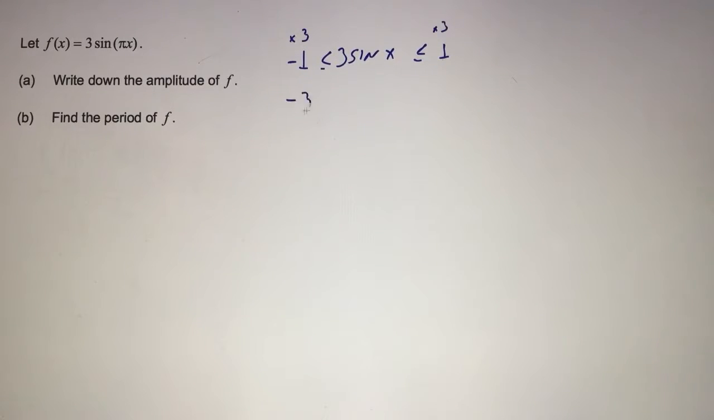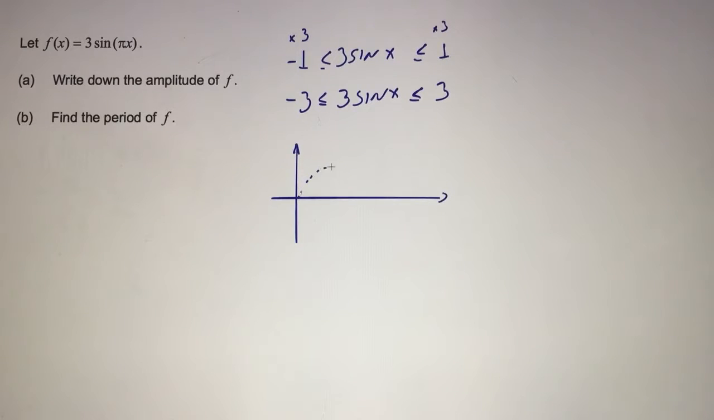Right? So that would be -3 is smaller than or equal to 3 sine of x, which is smaller than or equal to 3. So this is going to give me my new range, right? So consider this. Consider that I have a sine function that looks like this. Okay, I know that it has a maximum value at 1 and a minimum value at -1. So this is my original sine function.